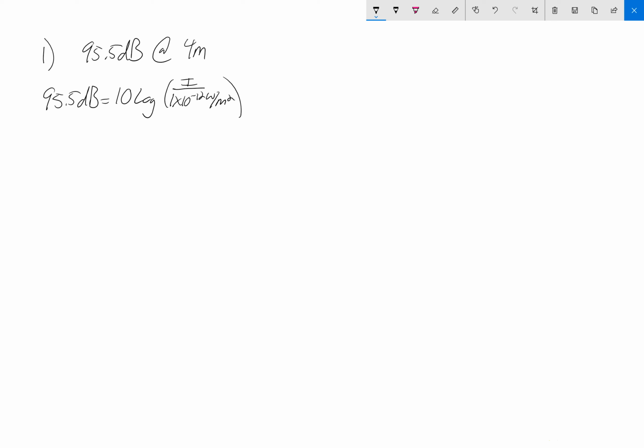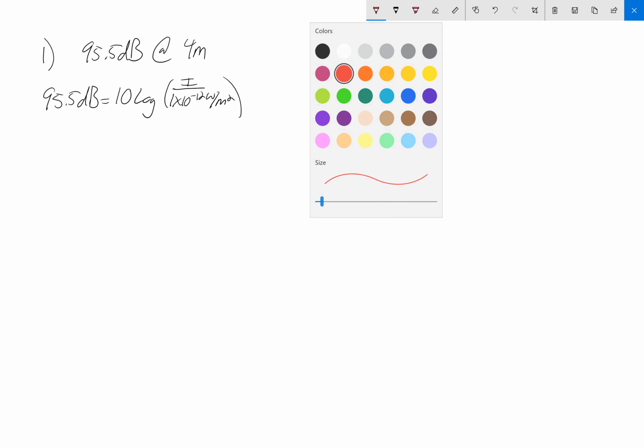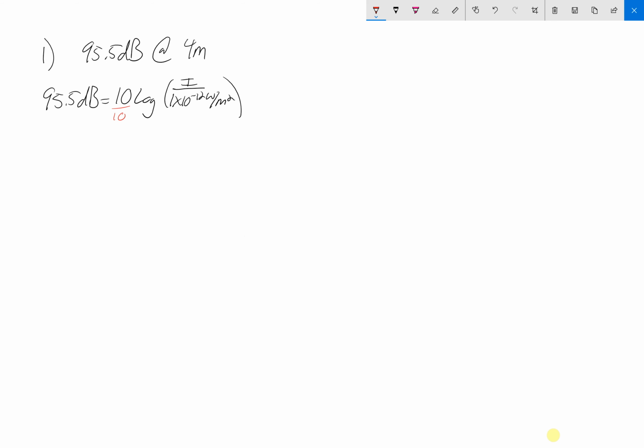So order of operations here is kind of important. And the first thing you're going to want to do is divide both sides by 10. That's all. That's your first step. That's all you can do. And you get 9.55 equals the log of I over I naught.